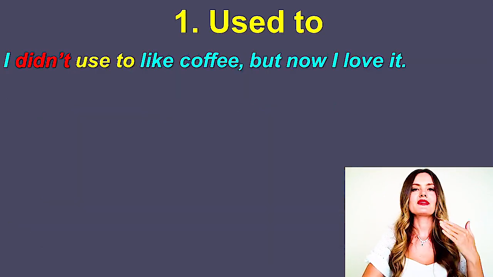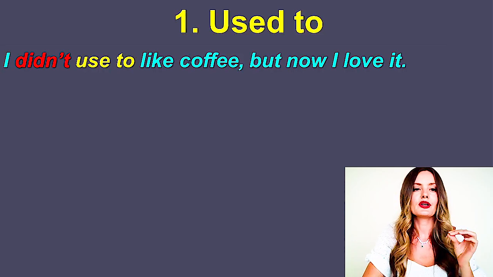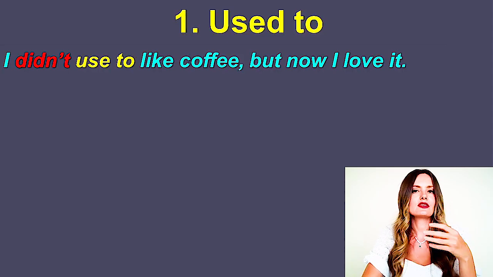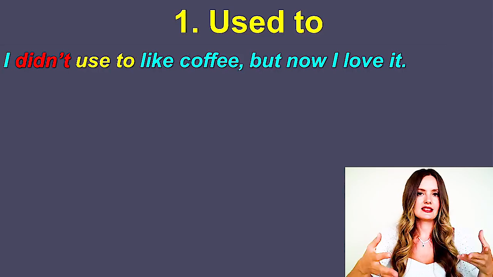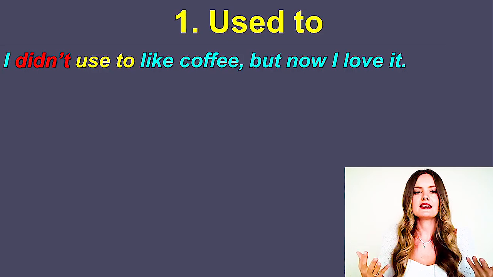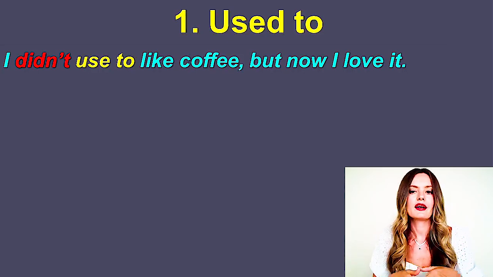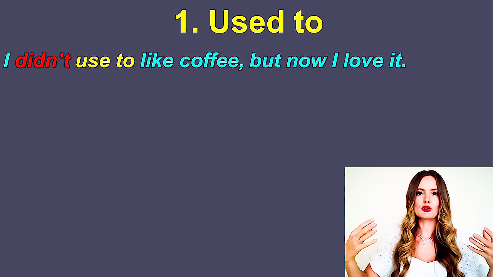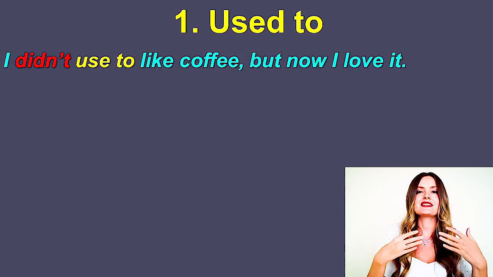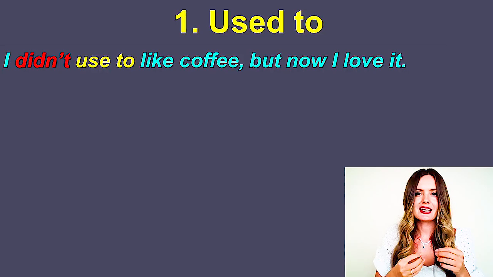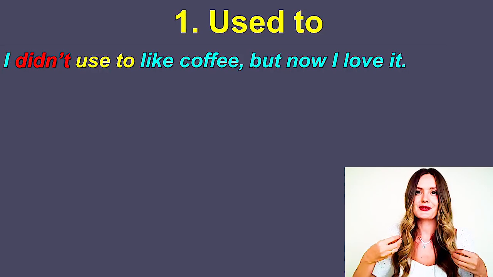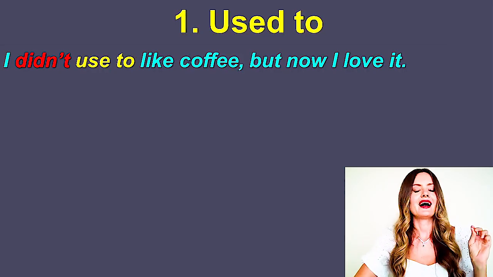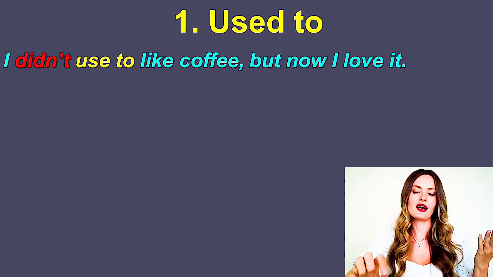Now, how to form the negative sentence? To do so, you will need the helping verb did and not. Didn't means did not. I didn't used to like coffee, but now I love it. Now pay attention to how you pronounce used to with didn't used to. The pronunciation is the same, used to, used to. You don't pronounce the D in used to.